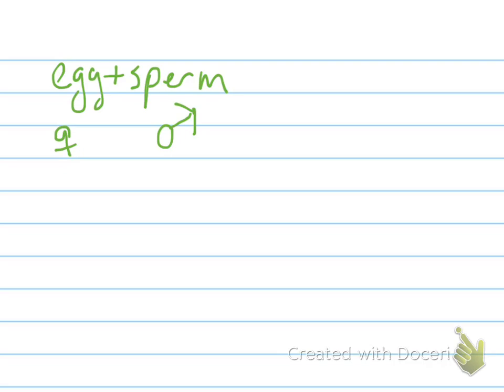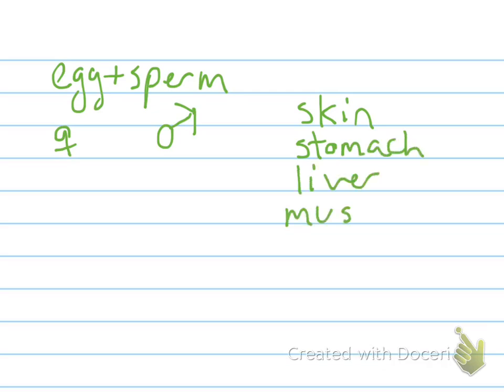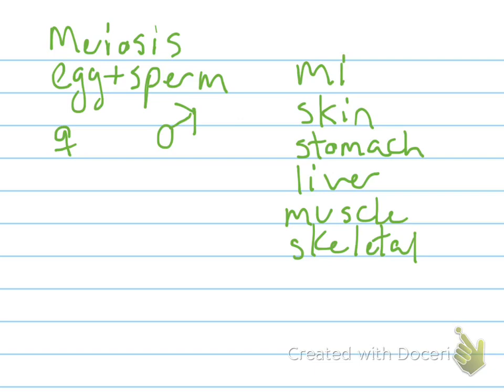This is different than mitosis, because mitosis is going to be your division of non-sex cells. So skin cells, the lining in your stomach, okay, so replacing those, liver cells, muscle cells, skeletal, okay? So everything that is non-sex cell. So egg and sperm are going to come together, and that's what's going to make a new organism. Okay, so this is meiosis. And then mitosis is going to be the division of everything else.